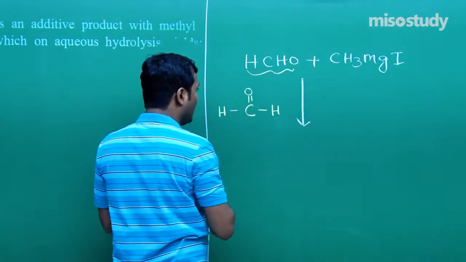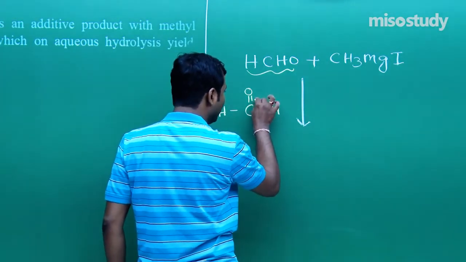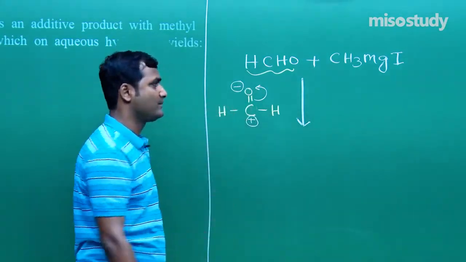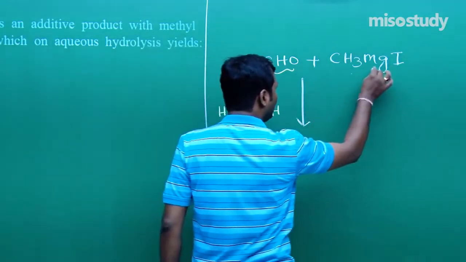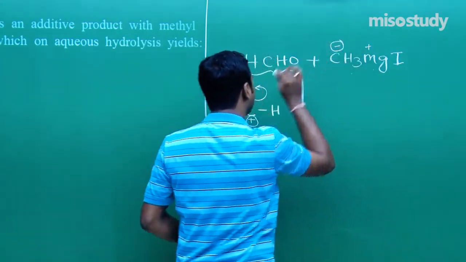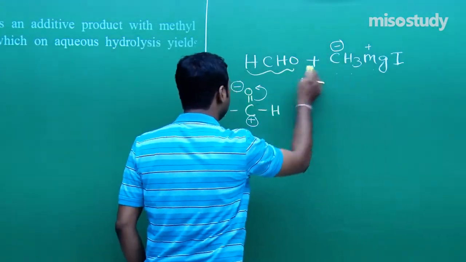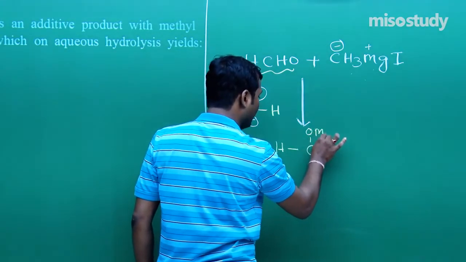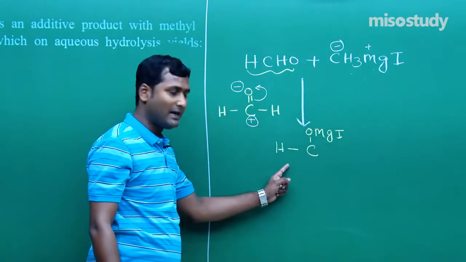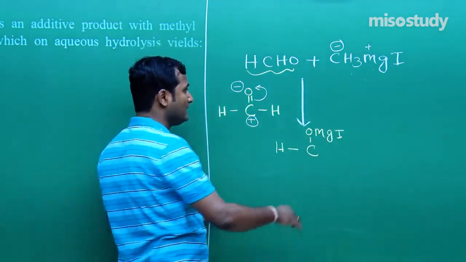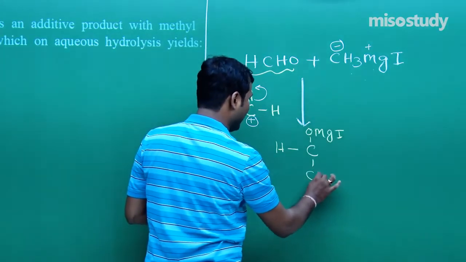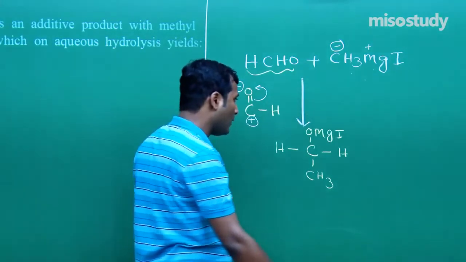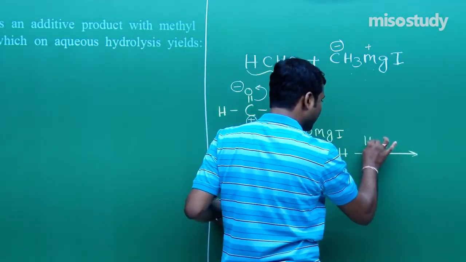Now there are 2 possibilities here. It will move here, then it will acquire a negative sign and it will acquire a positive sign. Now as we know, this one acquires a positive sign and this one will acquire a negative sign, so this will move here. So the intermediate product is H COMgI, then put here CH3, then H. Clear?